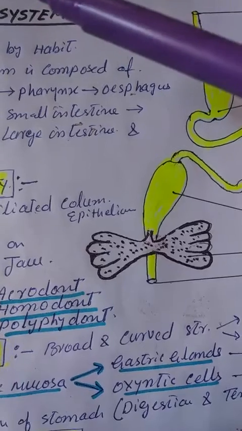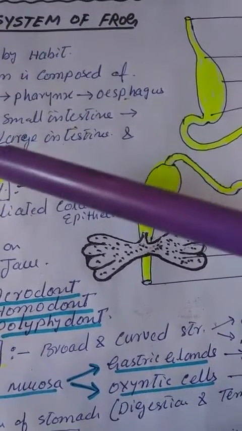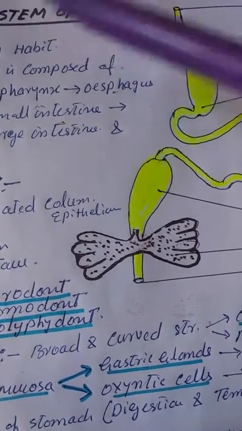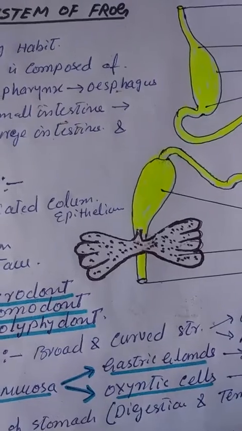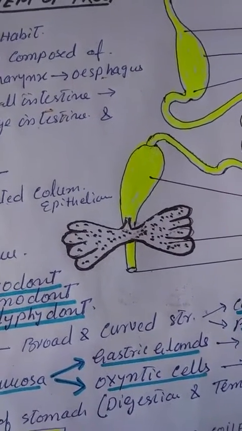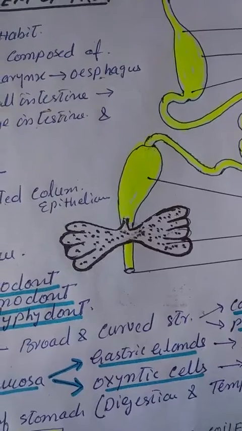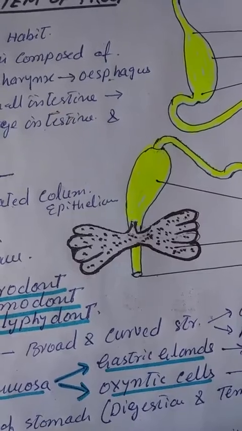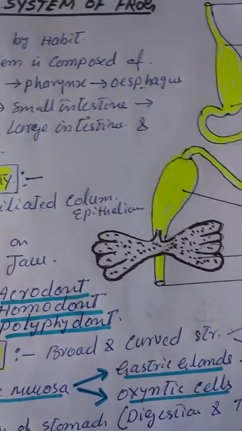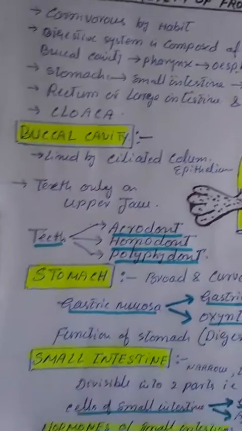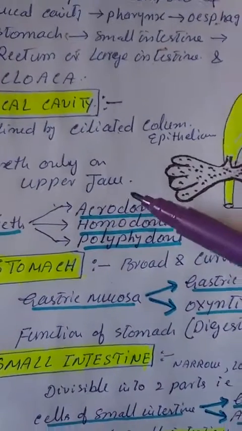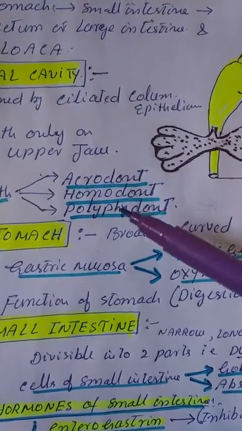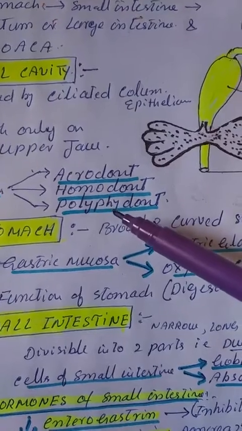The buccal cavity is lined internally by ciliated columnar epithelium with mucous glands. Teeth are present only on the upper jaw. That indicates that the teeth are not meant for chewing or mastication, but for grasping the prey firmly. Teeth in frogs can be classified into three types: acrodont, homodont, and polyphyodont.